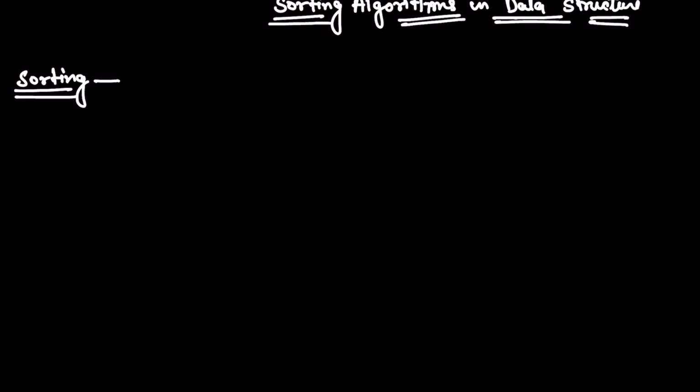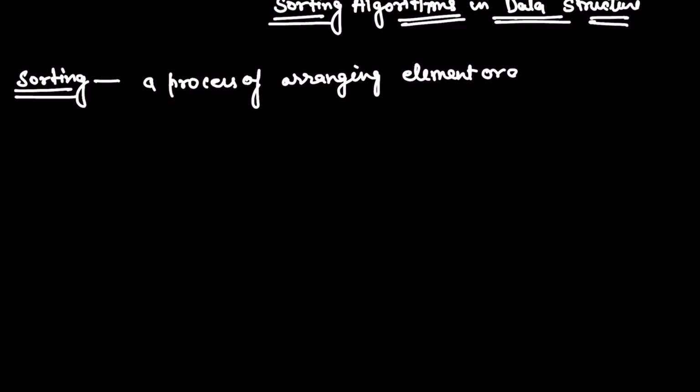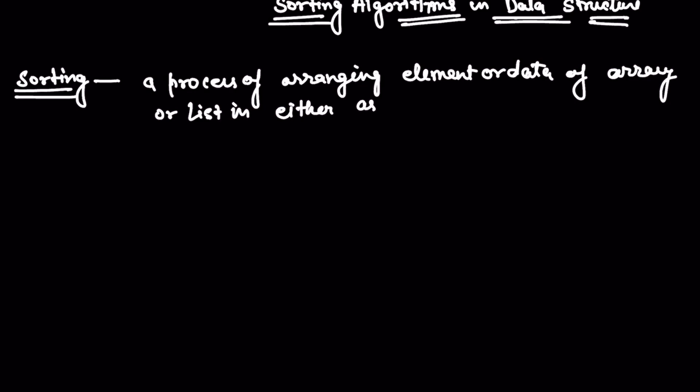So sorting is basically a process of arranging the elements of an array or list either in ascending order or descending order. So basically in sorting we use some comparison operators for arranging the elements in a particular order. So sorting is basically a process of arranging elements or data of an array or list in either ascending or descending order.